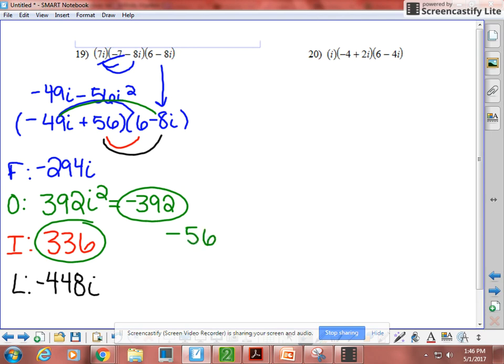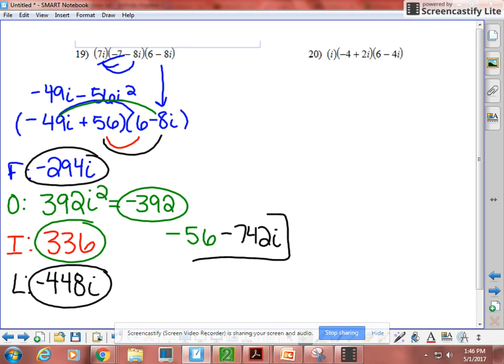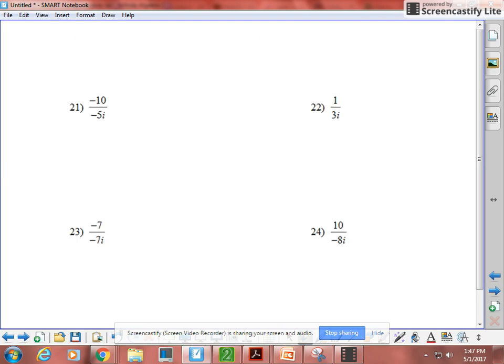Okay, so then in terms of imaginary numbers, negative and negative, those are going to go together. So negative 448 and negative 294 is going to give you negative 742i. And that's your final answer. Okay, so that's how you're going to do 19.2, but I'm going to go ahead and skip that so I can get to the last part, which is probably the hardest.